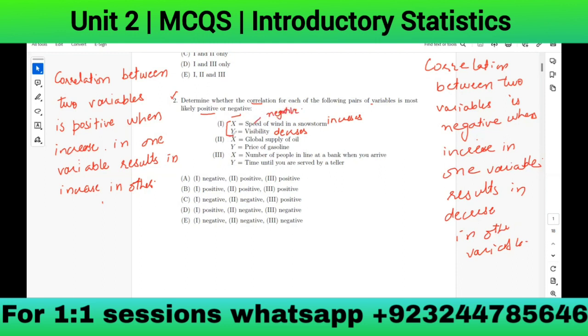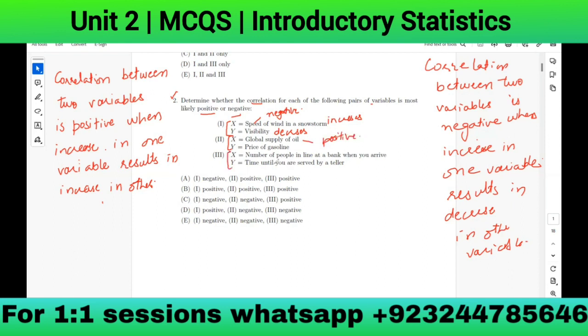Now the second one says global supply of oil and price of gasoline. So price and supply are directly related to each other. When supply increases, the price will also increase. When supply decreases, the price will also decrease. So this is positive.